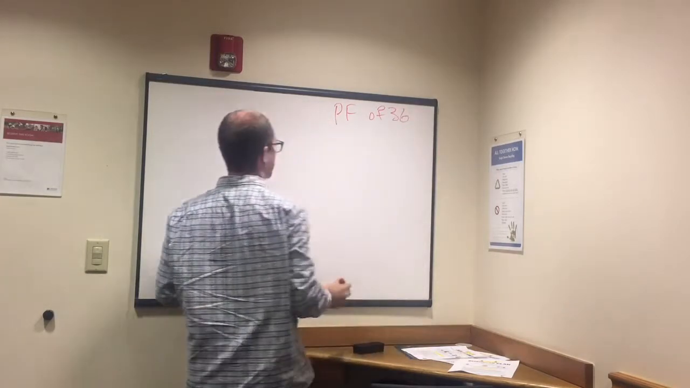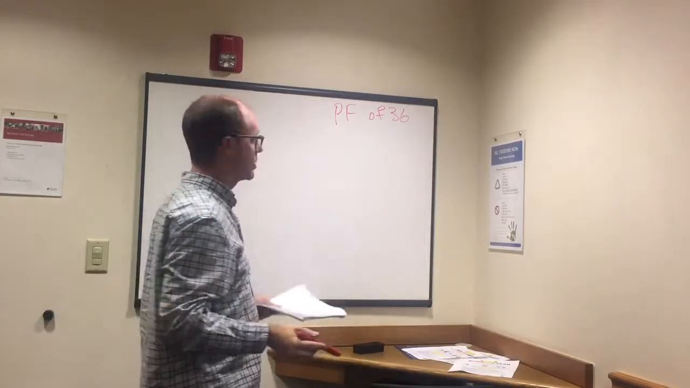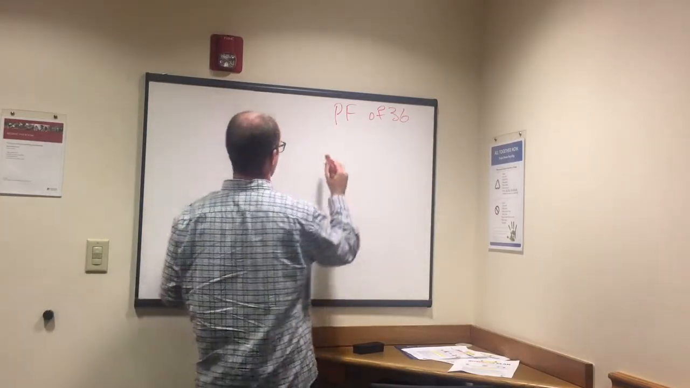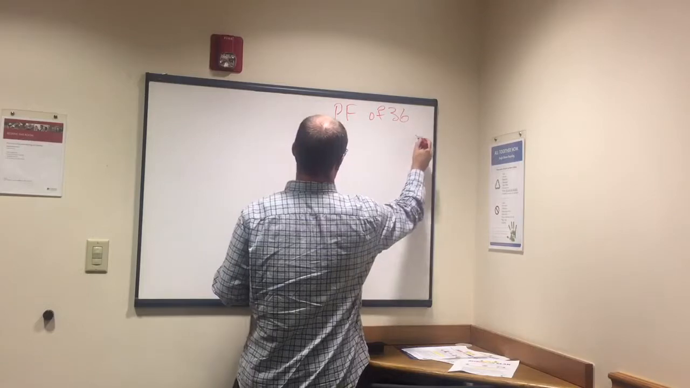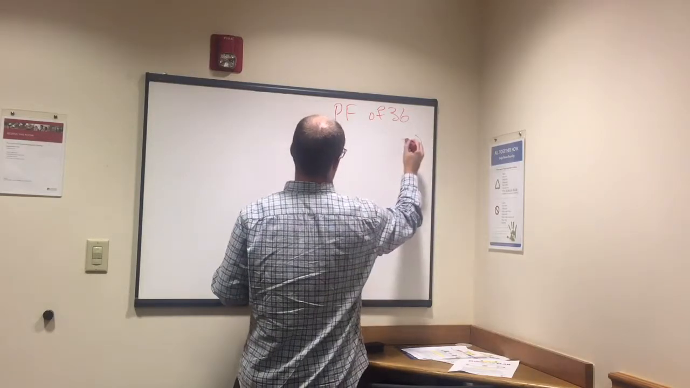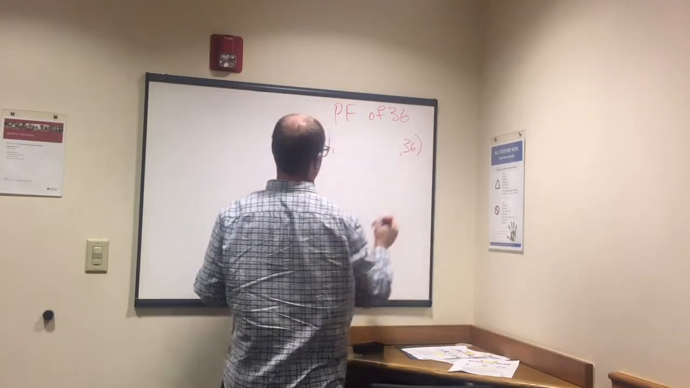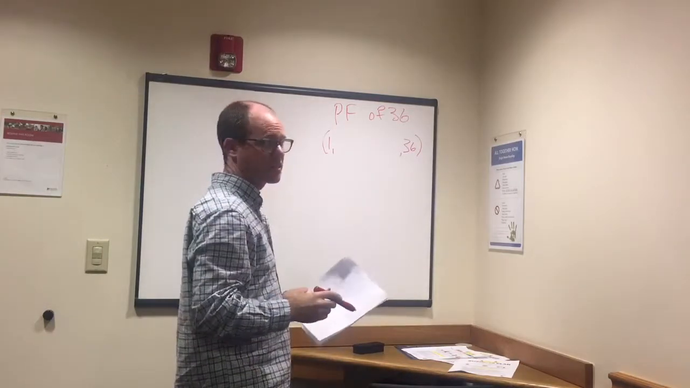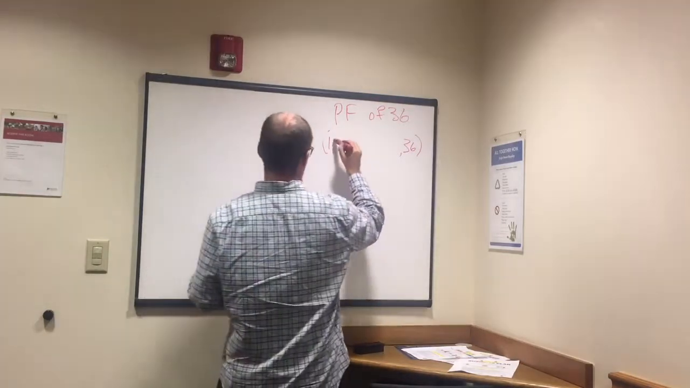Okay, so prime factorization. We'll do one here, the prime factorization of 36. Start with 1 and 36, because 1 times 36 equals 36. What else can we do?